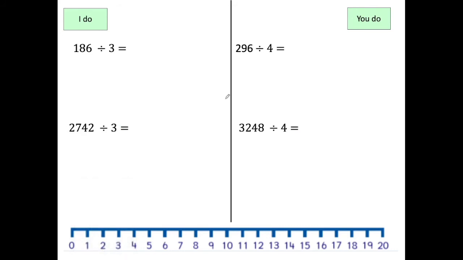Right, so for the first question, we've got 186 divided by 3. So 3 going into 1 hundred doesn't work, so we're going to put a 0 down. Then 3 going into 18, because we carry the 1 across, is going to be 6. 3 going into 6 is 2, so the answer should be 62.